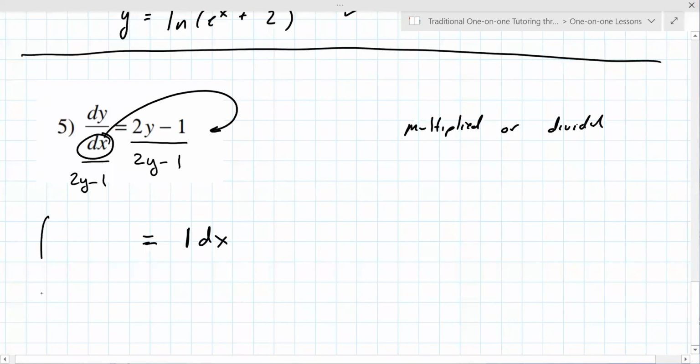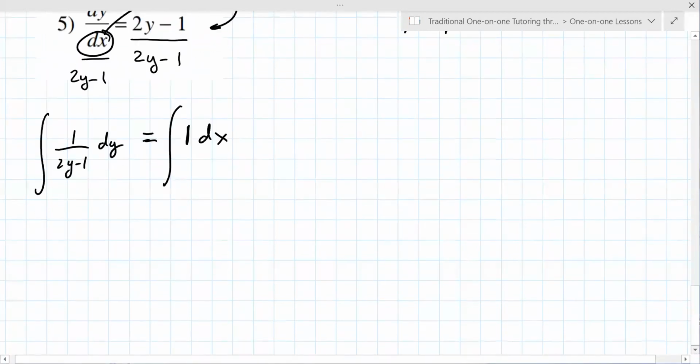That's right. Or maybe writing it this way will be more helpful when you integrate: 1 over 2y minus 1 times dy equals 1 dx. And then on the left here, let's make u equal 2y minus 1. Wait, why are we doing the u thing now?